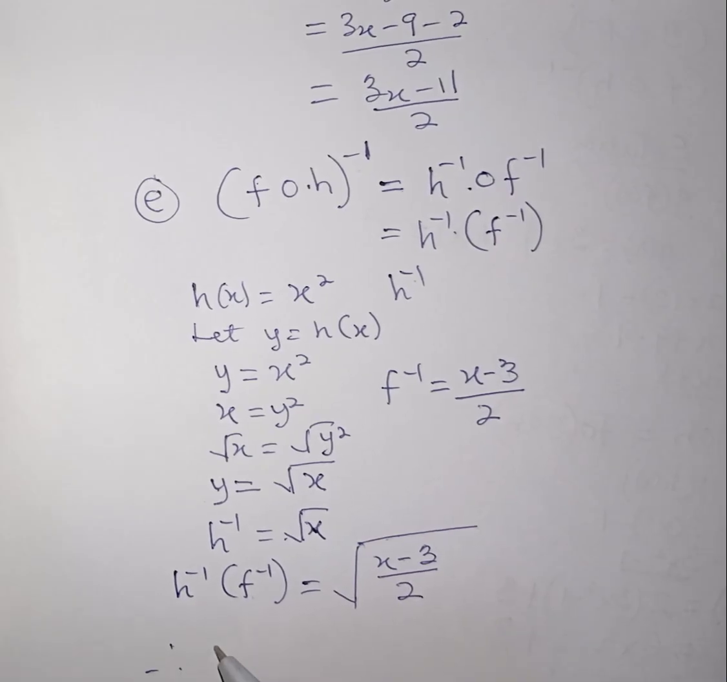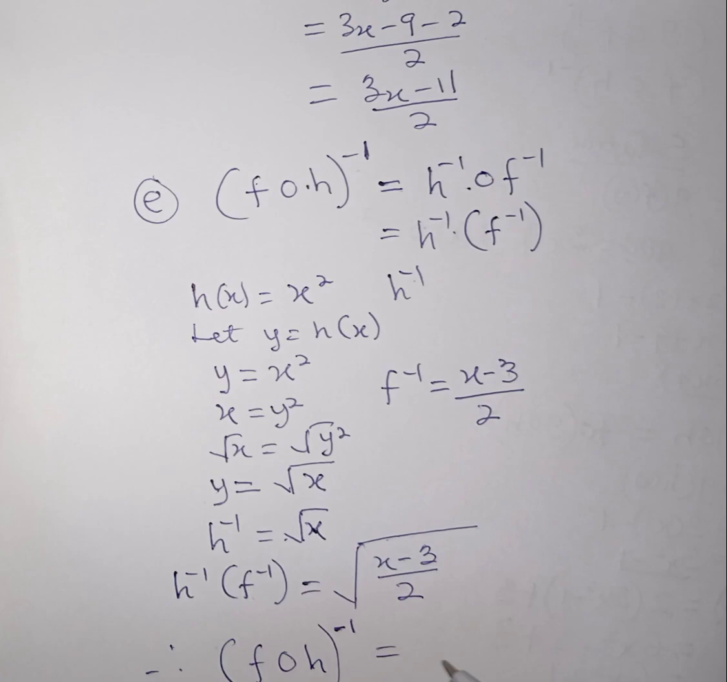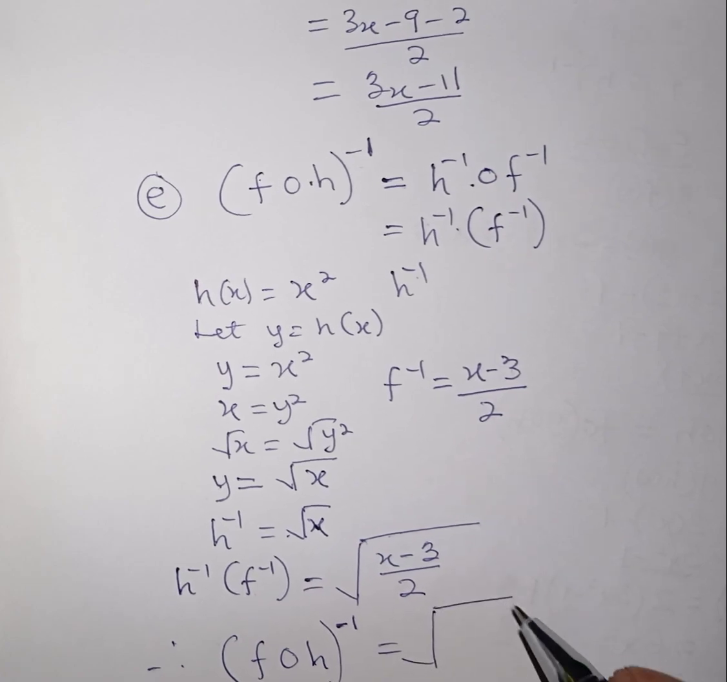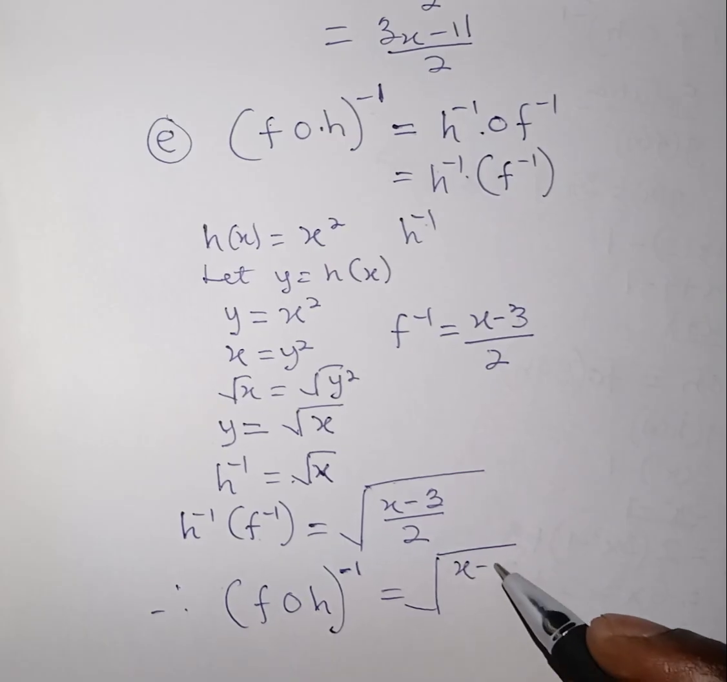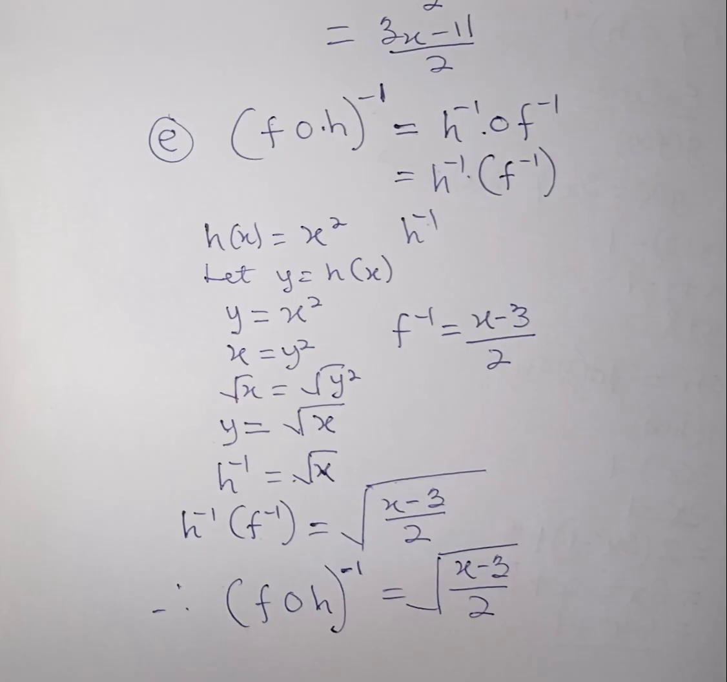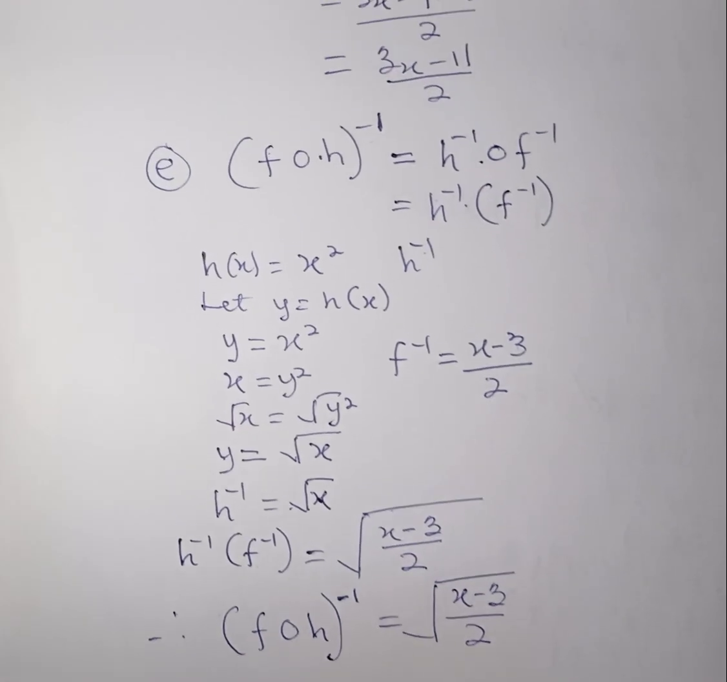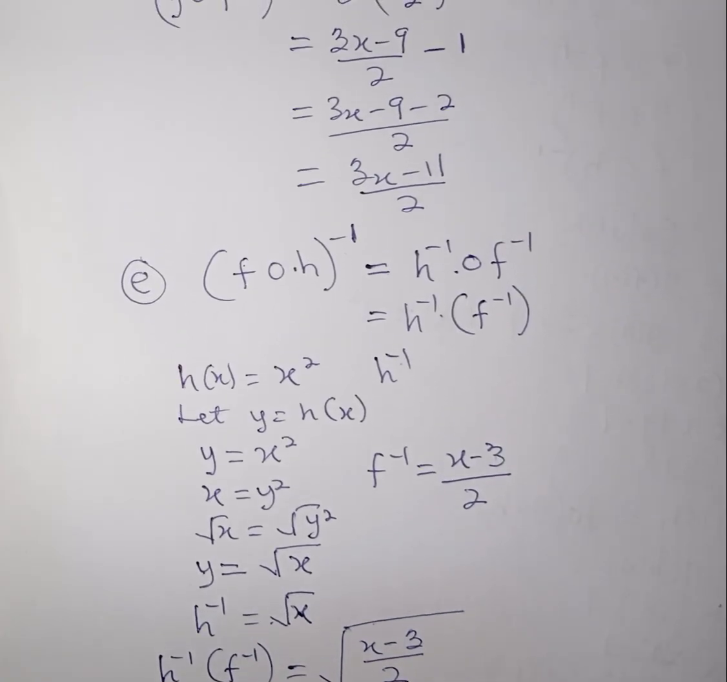Therefore, (h o f) inverse is giving us the square root of x minus 3 divided by 2, and that's it. So you see that for composite functions, it is very basic. This is very easy, it's not difficult. So my dear students, please, when you are dealing with this, take your time and you get it easily.